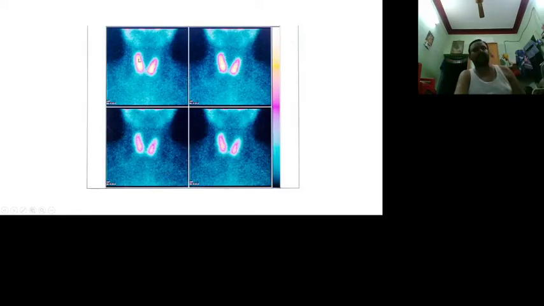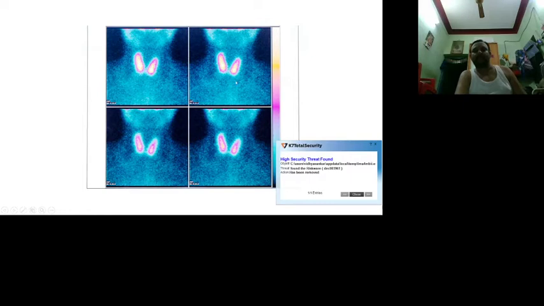So this is an image. See this point: this is a normal thyroid gland, this one is a shrunken thyroid gland. This is normal, this is hyper. There is a difference in the glow. The imaging shows whether the thyroid is hyperthyroid or hypothyroid. Like this, you can judge.